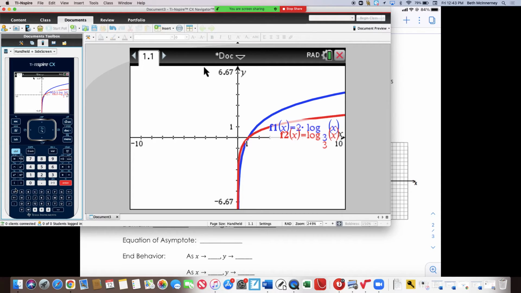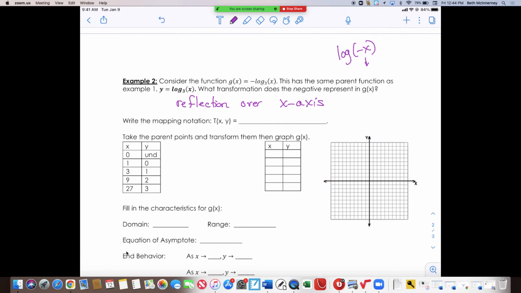Let me show you what it would look like to be over the y-axis. So that's a reflection over the x-axis. This one, if I replace the x with a negative x, this is how you would do a reflection over the y-axis if you replace the inside x with a negative.